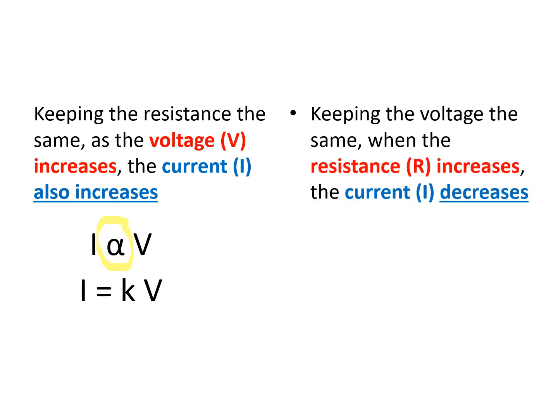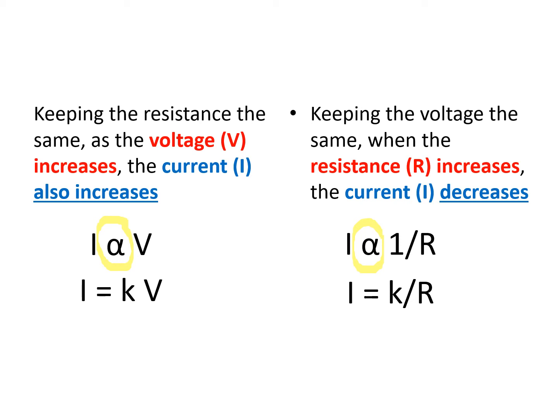And keeping the voltage the same, when the resistance R increases, the current I decreases. Mathematically, it can be represented using this equation. I is directly proportional to 1 over R. Removing the proportionality sign, we can say that I is equal to K over R.